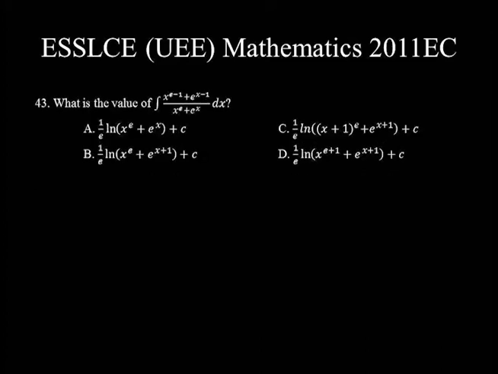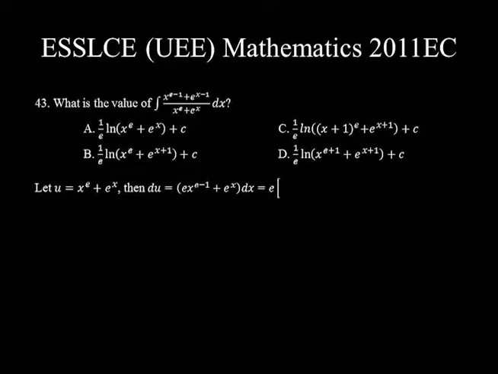Question number 43. What is the value of the integral of x to the power of e minus 1 plus e to the power of x minus 1, the whole over x to the power of e plus e to the power of x, dx? Integration by substitution is appropriate to solve this integral. Thus, let u equal the denominator, that's x to the power of e plus e to the power of x. Then du is equal to the derivative of x to the power of e, which is e times x to the power of e minus 1, plus the derivative of e to the power of x, which is e to the power of x itself, times dx.